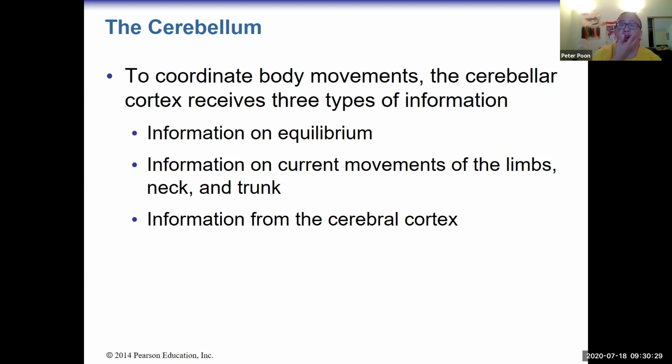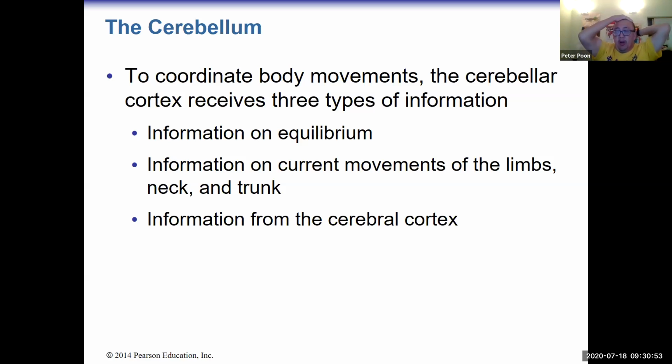What this cerebellum does is to coordinate body movements. It receives three types of information: information from equilibrium, information on where you currently are, the current movement of the limbs, and the movement from the cerebral cortex. And it integrates all those three things and smooths it out together.